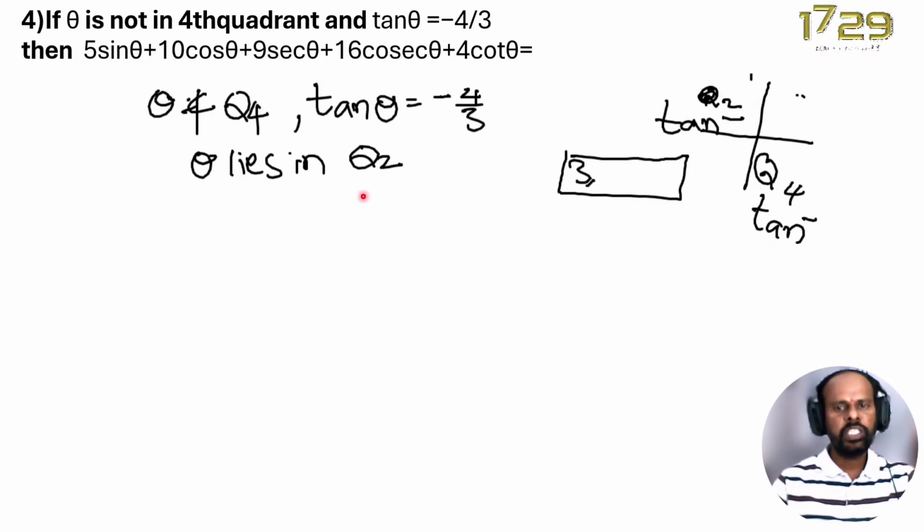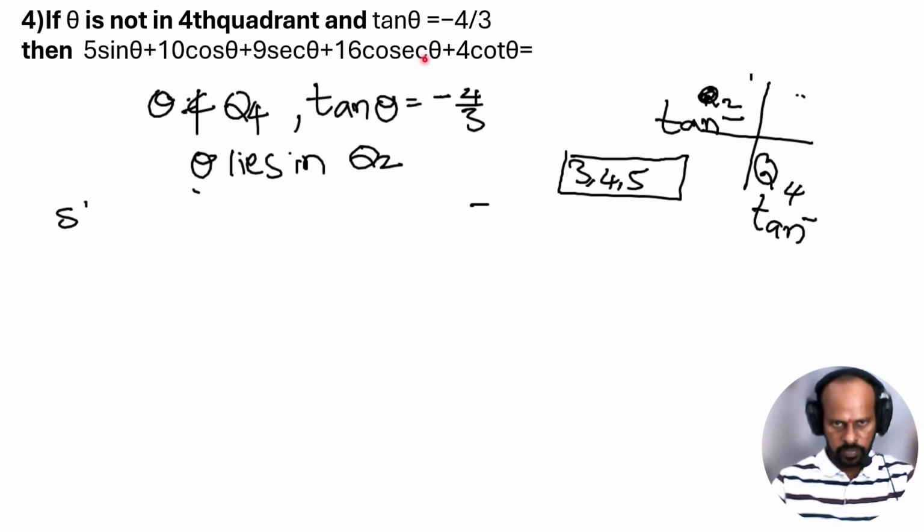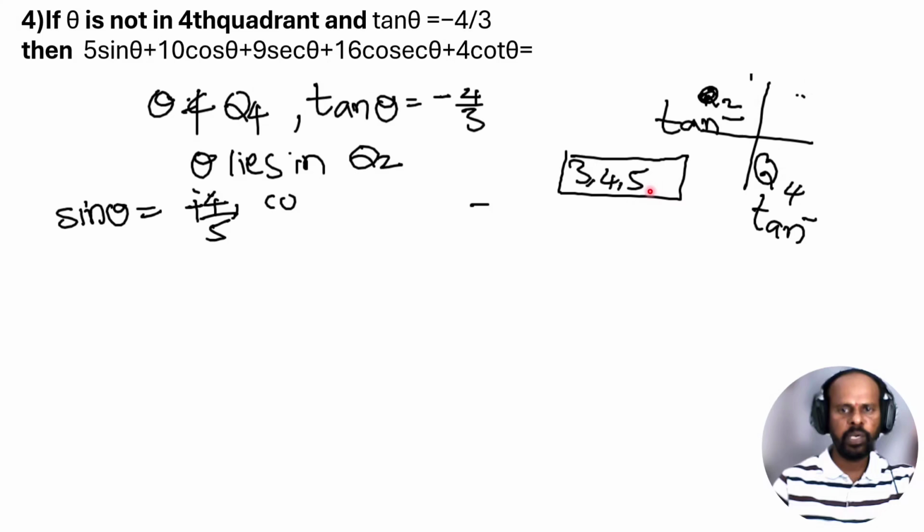So using the Pythagoras triplets 3, 4, 5, you can write the remaining ratios. tan theta equals 4 by 3, so 4 is opposite and 3 is adjacent. So sin theta equals 4 by 5. Why? Because 5 is the hypotenuse.